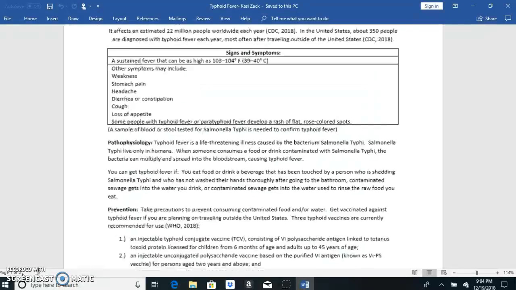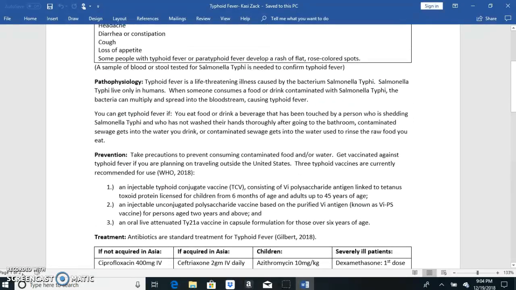Then we'll go into the pathophysiology here. Typhoid fever is a life-threatening illness caused by the bacterium Salmonella typhi, which we already discussed a little bit above. Salmonella typhi live only in humans. When someone consumes a food or drink that is contaminated with Salmonella typhi, the bacteria can multiply and spread into the bloodstream, causing typhoid fever.